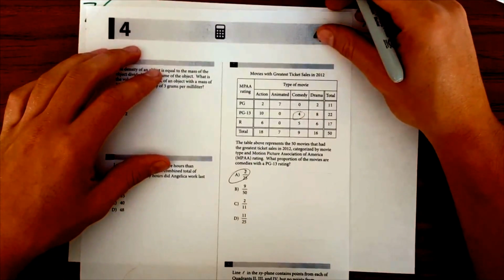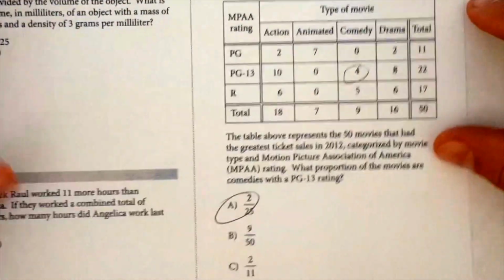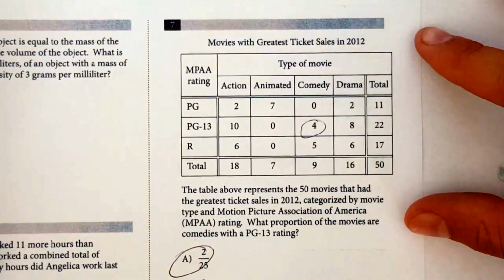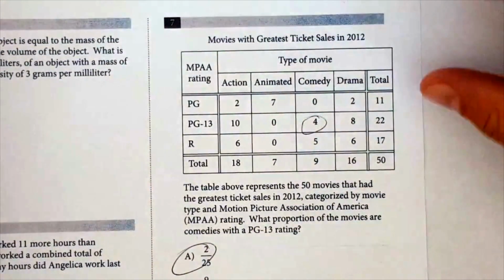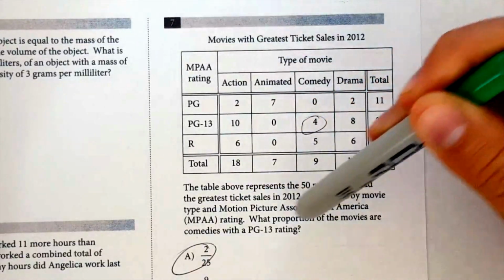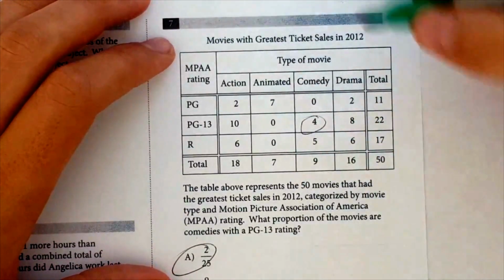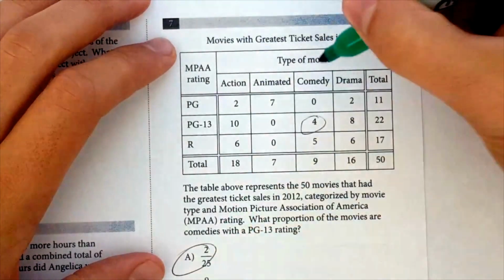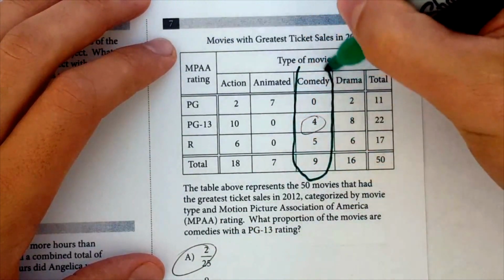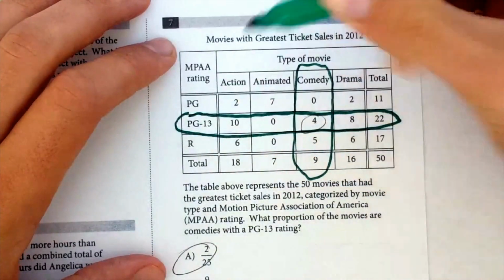All right, so basically, probably the easiest thing for me to do would be just to put this in frame here. Let's see if I can get a zoom. Okay. So, sorry that you can see the answer beforehand, but basically it's asking, the table above represents 50 movies that had the greatest ticket sales in 2012. What proportion of the movies are comedies with a PG-13 rating? All right, so now let's look here. What did it ask for? Comedies. So you're in this column. And a PG-13 rating. So you're in this row. And you have 4.